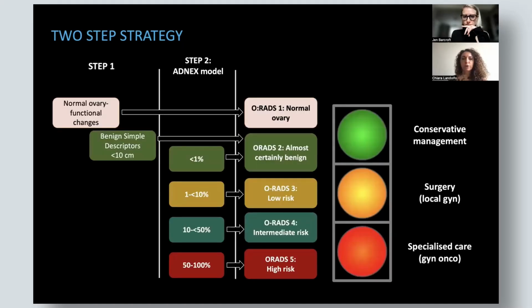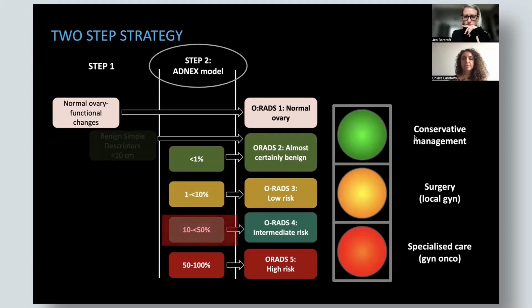So if we look at our flowchart and the two-step strategy, step 1, application of benign simple descriptors, not applicable. We go to step 2, application of ADNEX model. So in this case, we have a risk between 10 and 50%, which brings us an intermediate risk of malignancy.